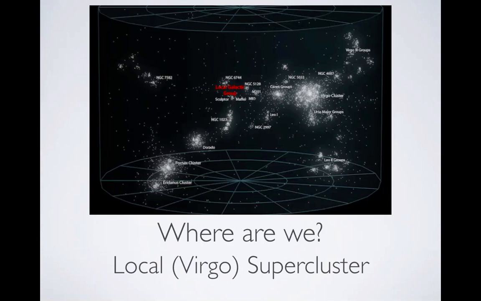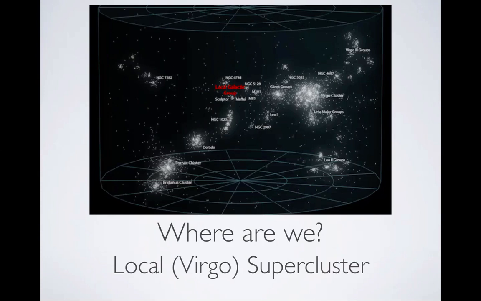Now, our local group, this tiny little spot inside of here, is just one group, or cluster, in what is called the local supercluster, which is all of these things in here. So our local group is relatively small. This is the Virgo cluster. You can see it's much larger. Every dot in this simulation corresponds to a galaxy.